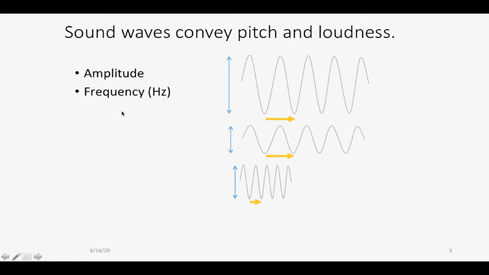So humans can hear sound waves that are between 20 hertz and 20,000 hertz. So that would be 20,000 waves per second would be our high end of the frequencies that we can hear.